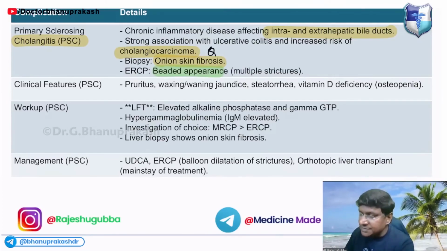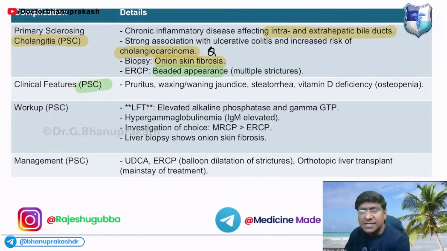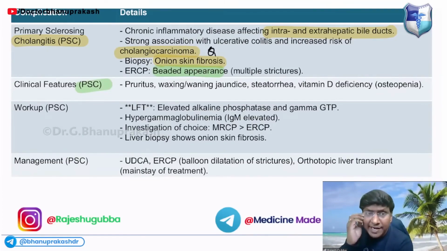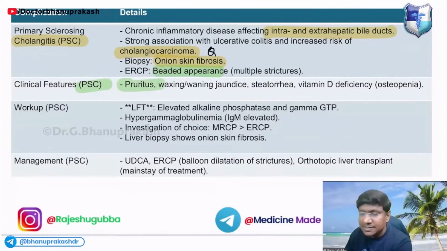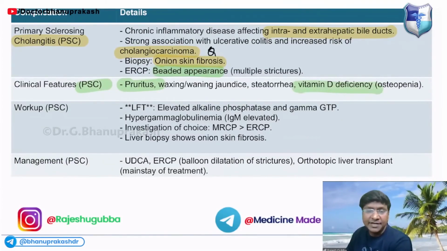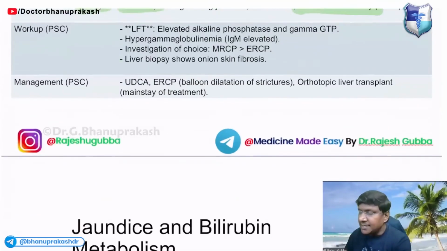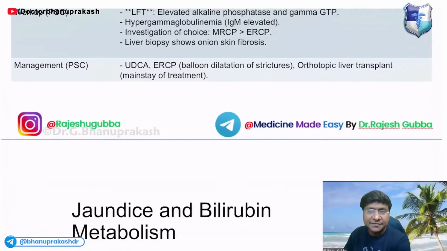What will be the clinical features in patients with primary sclerosing cholangitis? These bile salts and bile pigments accumulate within the skin. And you also have some opioid intermediate products that will be accumulated in the skin, and that will make the individual develop pruritus. And these patients will have osteopenia due to vitamin D deficiency, because the precursor of vitamin D is synthesized in the liver.